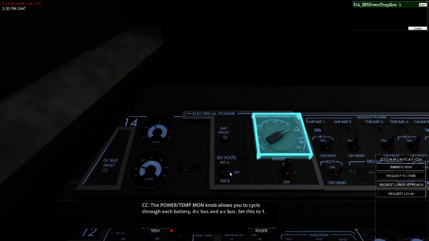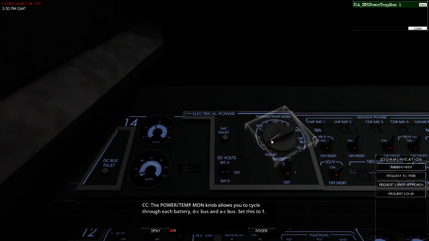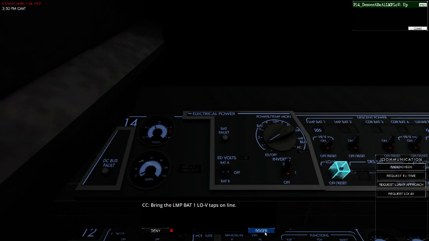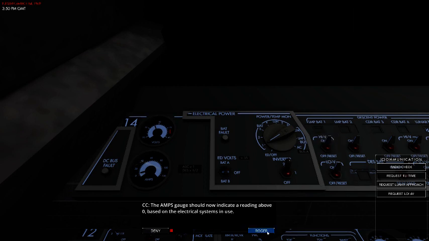So the power temp monitor knob allows you to cycle through each battery, DC bus and AC bus. Set this to number 1. There we go. Amps have dropped to 0. So battery 1 is now being monitored. The volt gauge should show 28 volts. Amps should show 0. Let's set that tap online, and let's put that online. So the amps gauge should now indicate a reading above 0 based on the electrical systems in use.